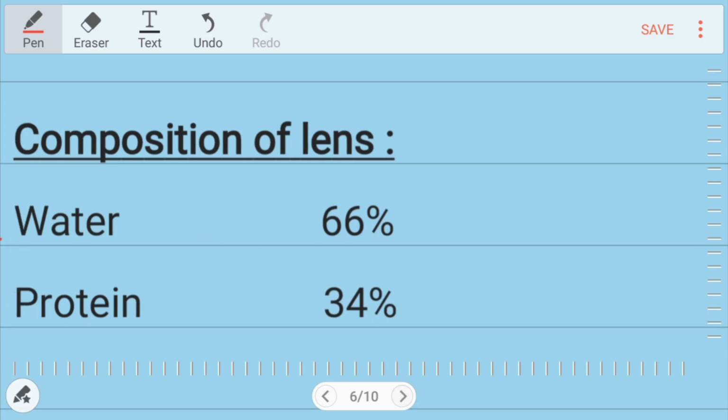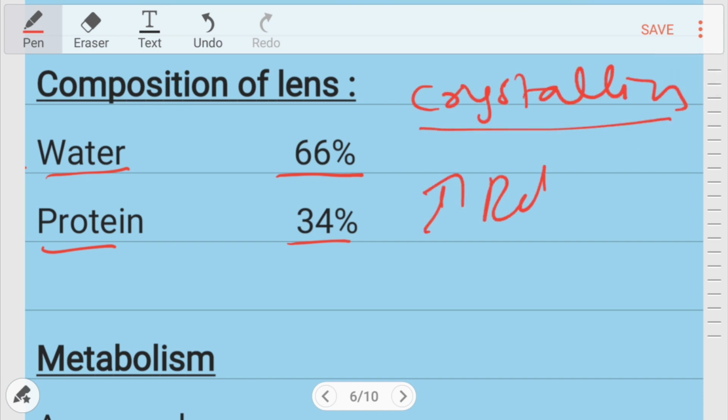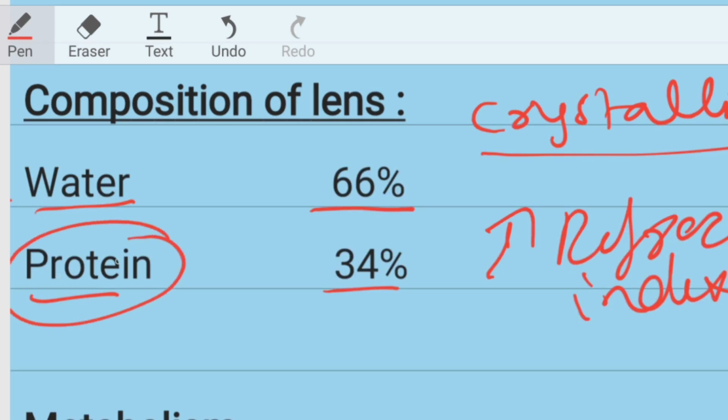The composition of the lens. The lens is made up of water about 66% and protein about 34%. The lens protein is named crystallin, which is very important as it maintains the high refractive index of the lens. The lens proteins are hidden from the immune system of the body during embryonic life because their exposure can cause autoimmune reactions.